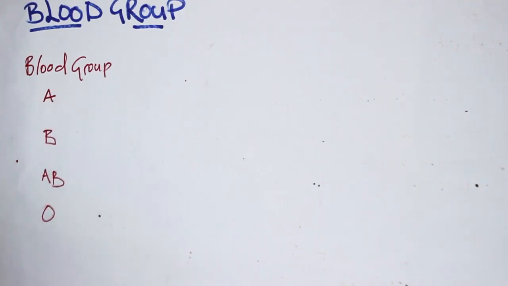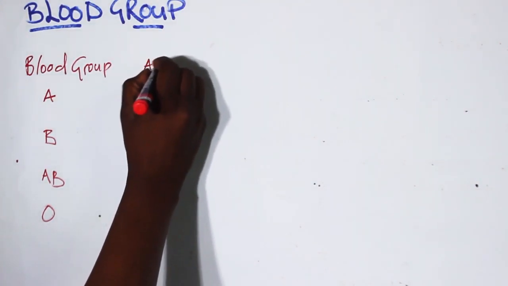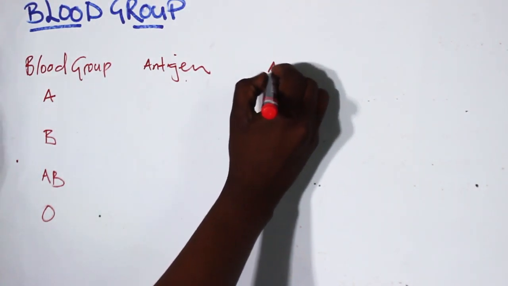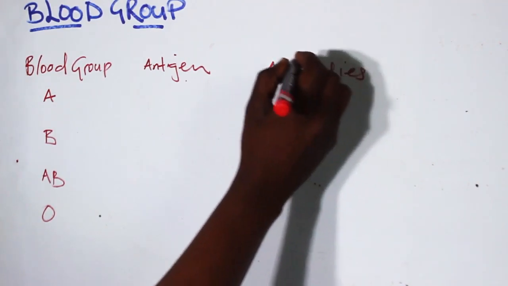So basically, the blood itself is grouped into 4 groups: the A, the B, the AB, and the O. So we have the antigens. The antigens are represented by a capital letter. So I'll put antigen, meaning blood antigen, there. Then here I'm going to have antibody, blood antibodies.